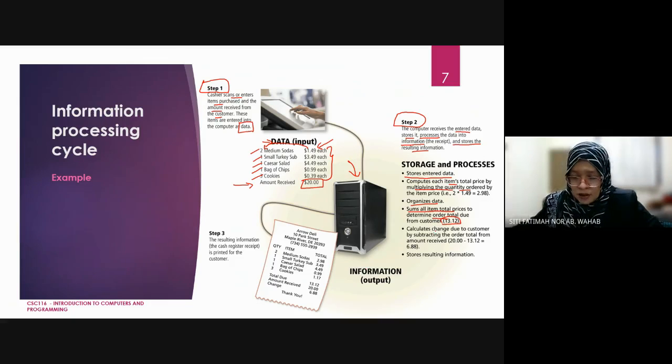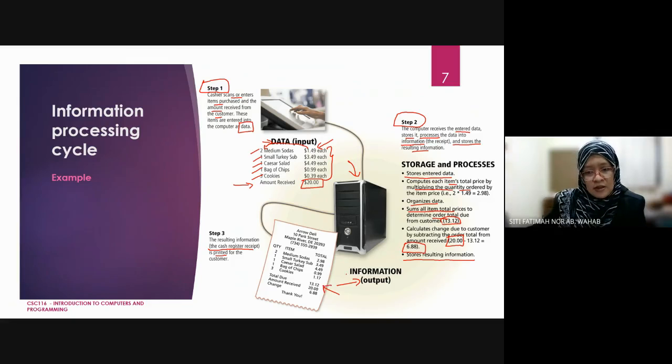So the computer will calculate the change because you, the customer, gave the cashier $20. So $20 subtracted by $13.12, you will get a balance of change of $6.88. And then it will store the resulting information. So your information is the output. So the cashier will give you a receipt that is printed, correct? So this is an example of the receipt that you will get when you buy goods from the supermarket or any other shops.